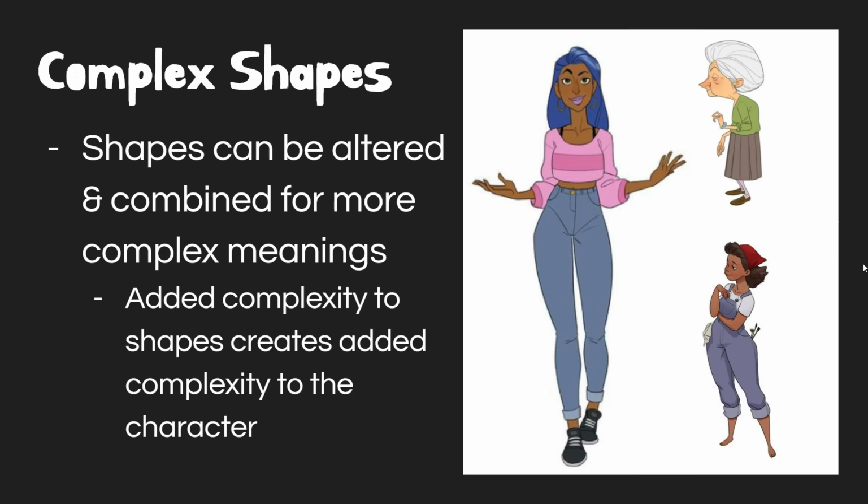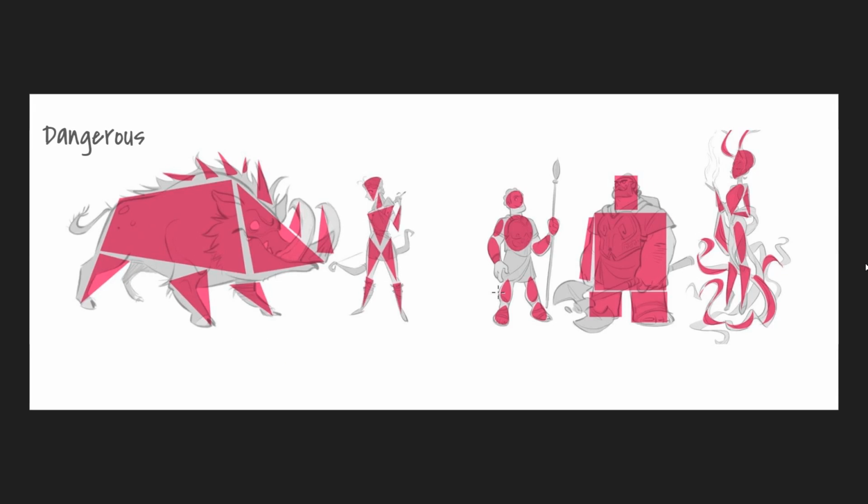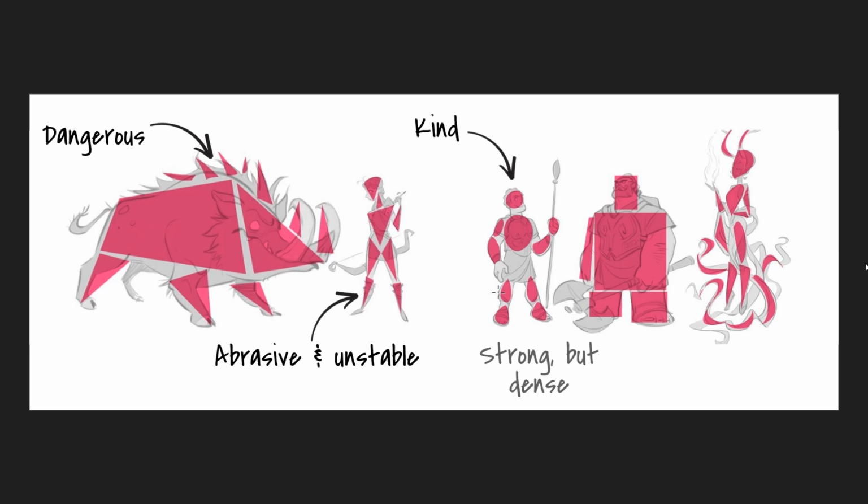Most characters in a good story will have more complexity to them than one type of shape can adequately capture. By adding some complexity to the shape language, you add complexity to the character. Shape is one of the many art languages that we can use as a tool to communicate. The more we learn about the different ways that visual media can communicate to audiences, the more effective we'll be as designers.